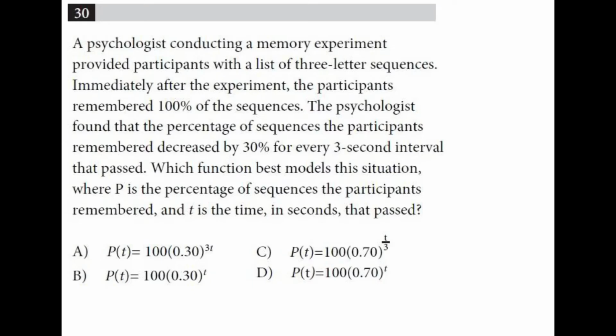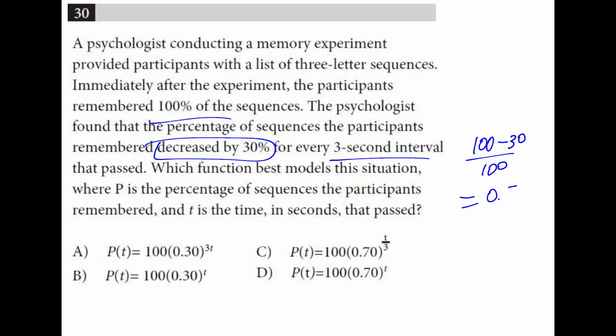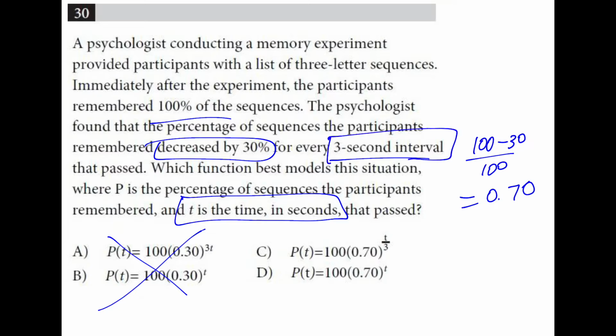So immediately after, 100% of participants in this study remembered the sequences, but it decreased by 30% for every 3-second interval that passed. So a decrease of 30% is 100 minus 30 divided by 100, or in other words 0.70. So we're going to get rid of the 0.3s. And t is the time in seconds. So we want our exponent to kick in every 3 seconds. So we take the total number of seconds divided by 3, which is what C does.